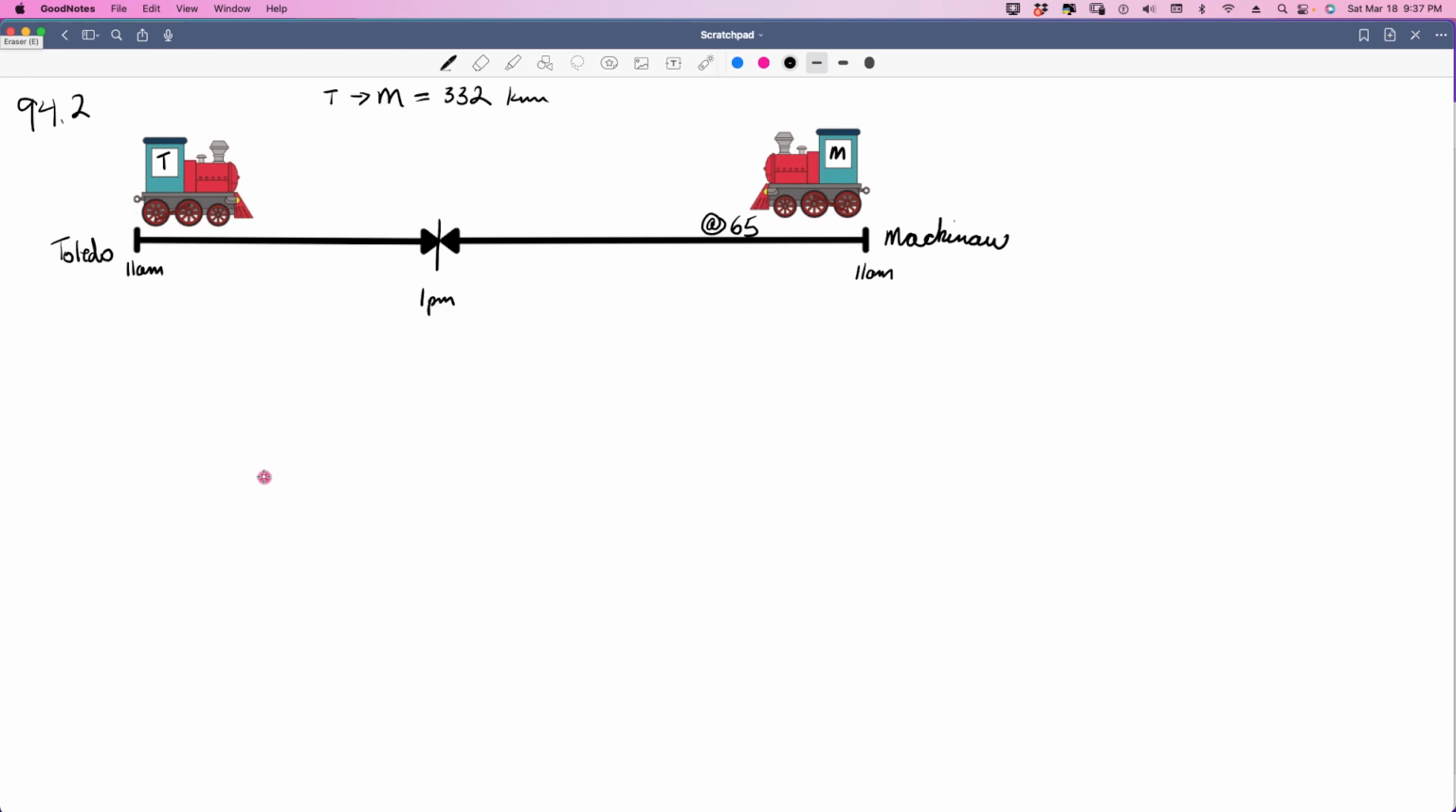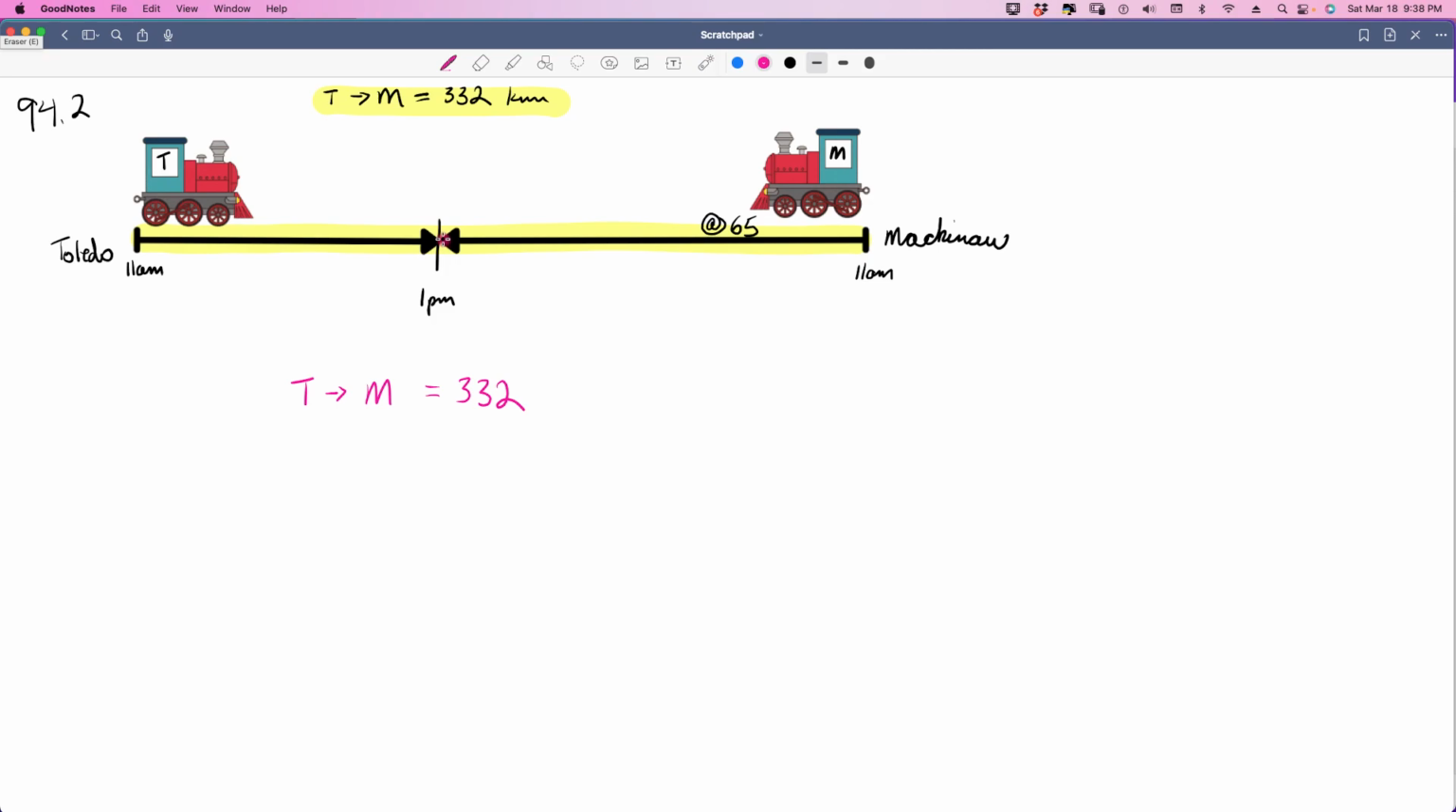So let's see if we can draw a table of this information. First of all, before we start our table, let's look at the picture and see if we can understand what our equation is supposed to be. We see we have a total distance here. Let me use my highlighter. This line represents the total distance from Toledo to Mackinac, which we said right here was 332. So the Toledo to Mackinac distance is going to be equal to 332 kilometers. All right, that is our distance.